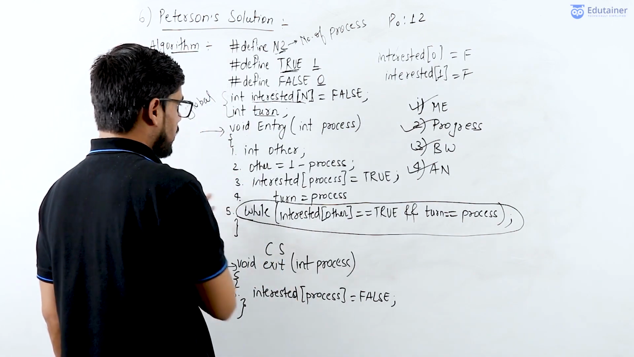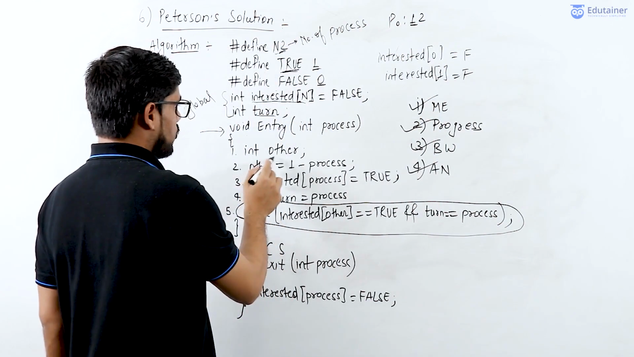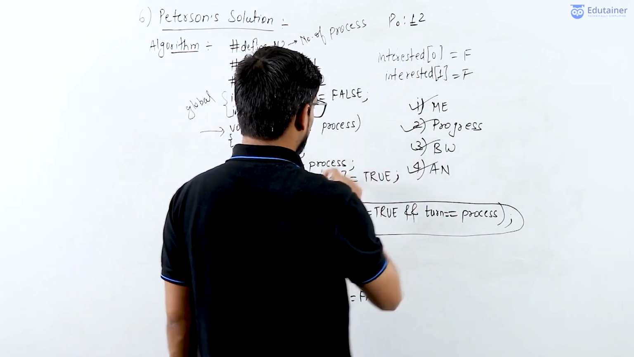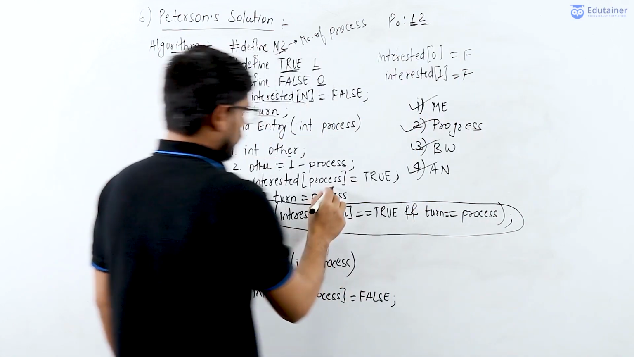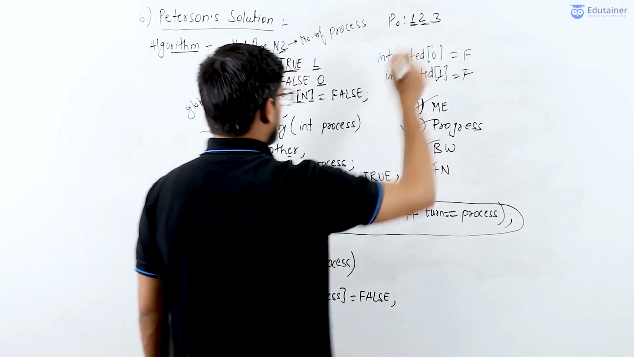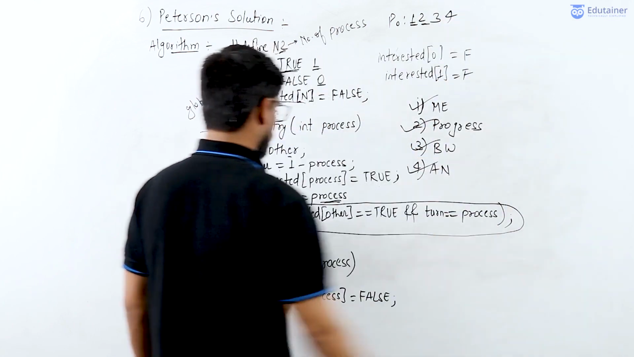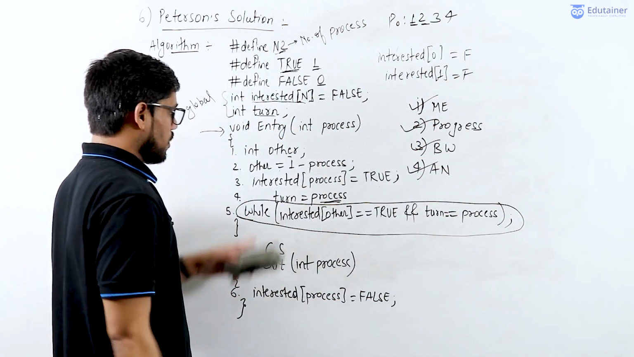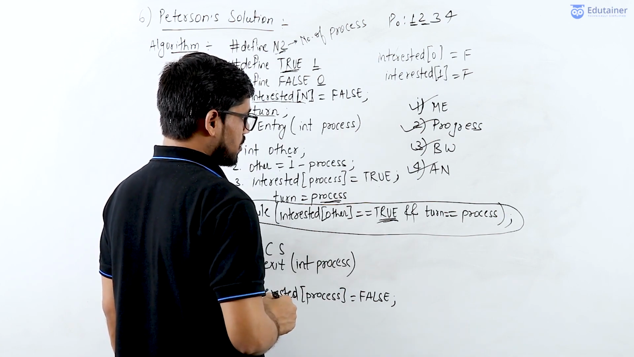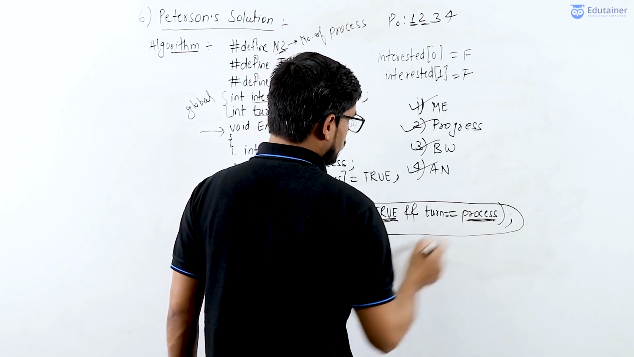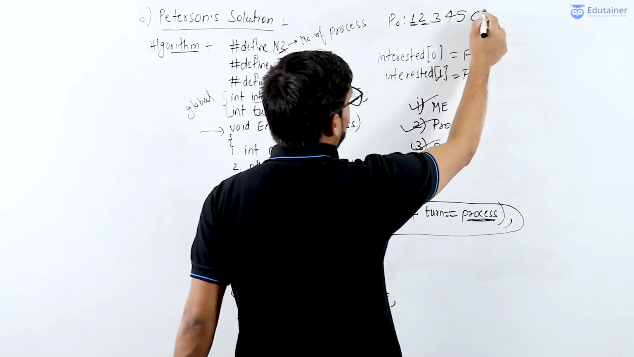It executes the entry function first. So it will make other equal to 1 minus process, which means other is process P1. Then interested of process is set to true, so it makes its interested true. It sets turn as process P0, and it will execute line number 5. Line number 5 says process P1 has not set its interested variable, and also has not set its turn variable. So it will successfully pass the while loop and enter the critical section.